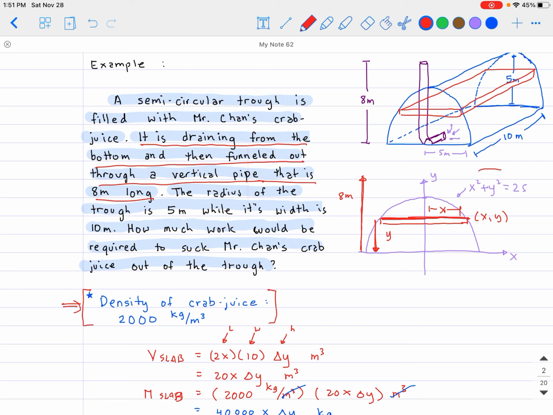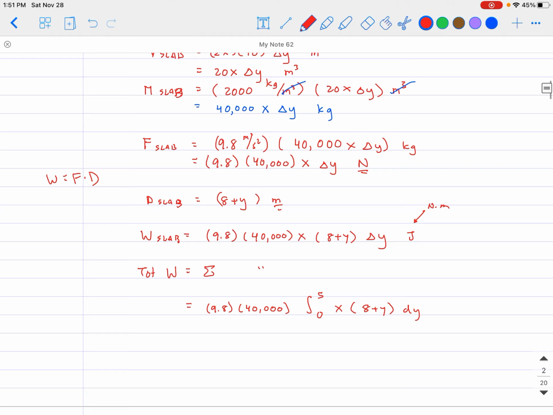Earlier we said there's a relationship between x and y, and that's where the equation of the circle comes in. Notice I have an x, which I don't like, so I need to replace it. If x squared plus y squared is equal to 25, then x is equal to the square root of 25 minus y squared. So my final setup is 9.8 multiplied by 40,000 multiplied by the integral from 0 to 5 of the square root of 25 minus y squared times 8 plus y dy.